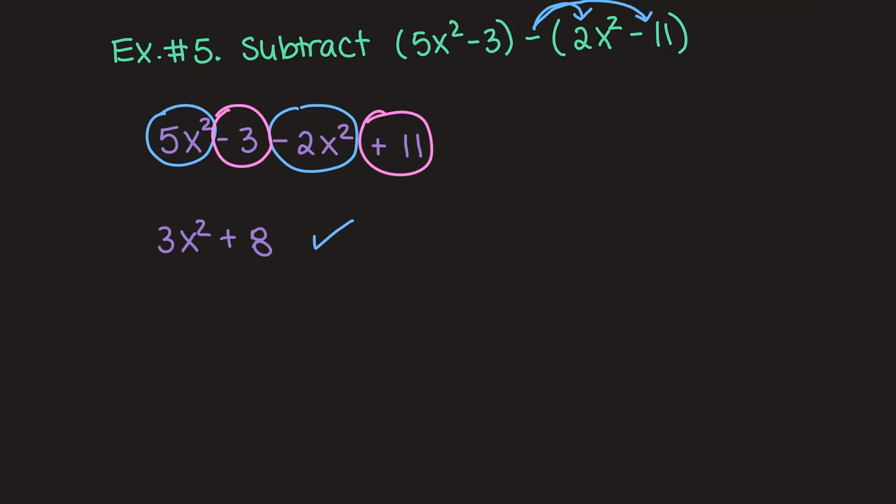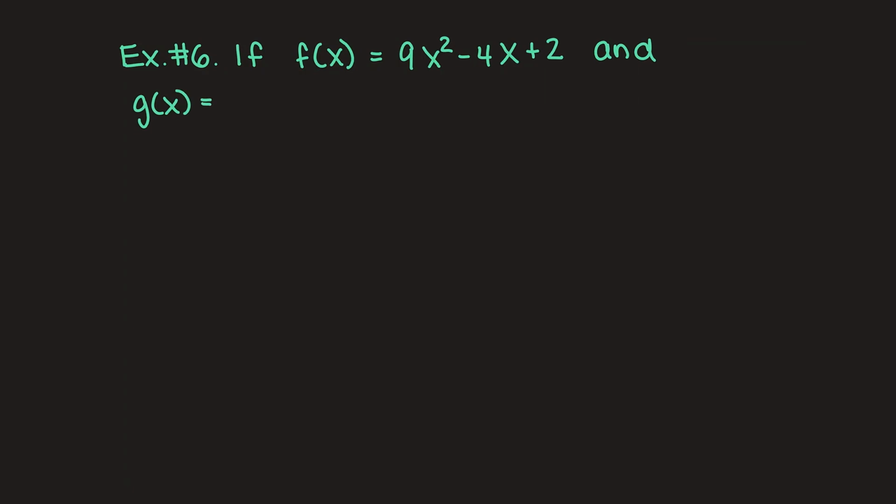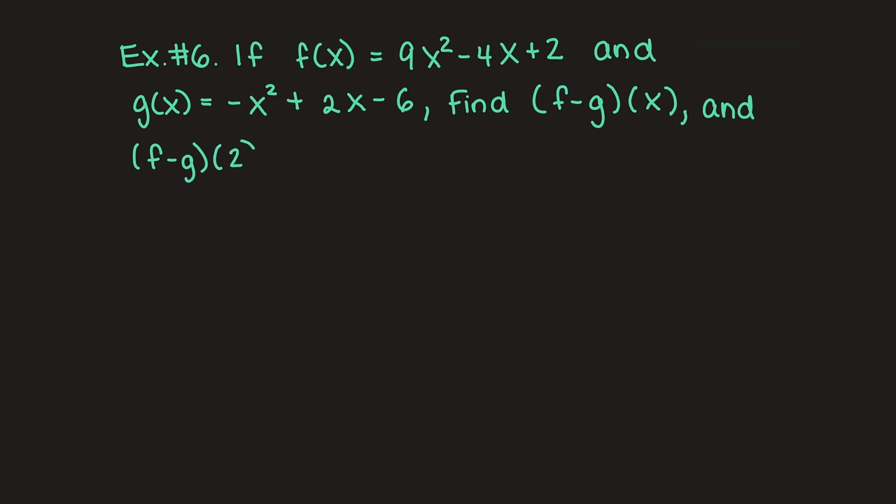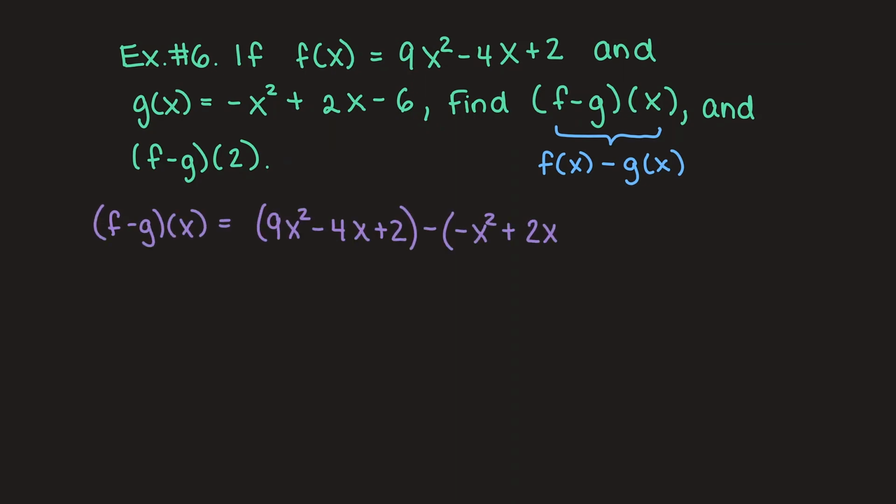Again, we could have the question asked in function notation. So for example 6, if we have the two functions f of x and g of x, we want to find f minus g of x and f minus g of 2. This is also the same thing as f of x minus g of x, which means we want to subtract the two functions. Don't forget to include the parentheses initially.